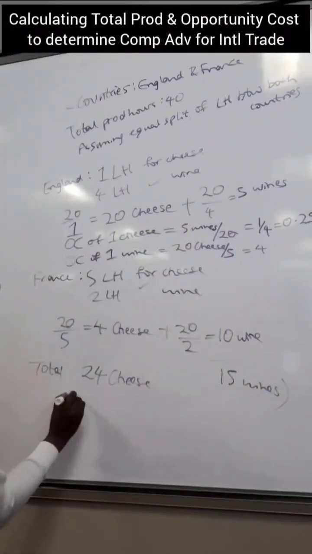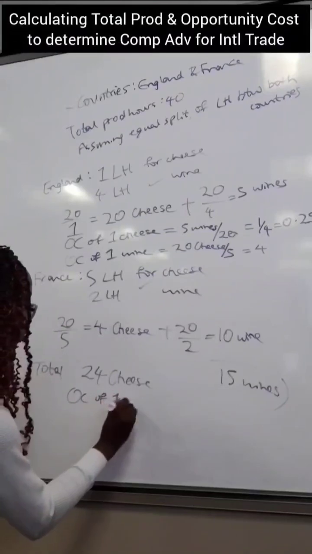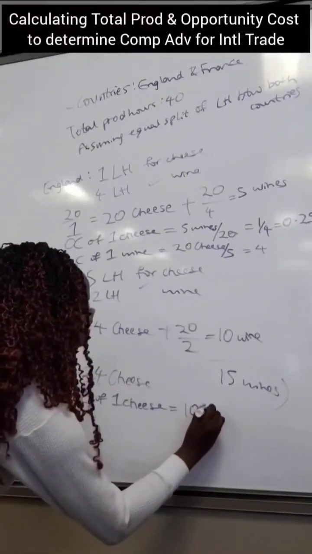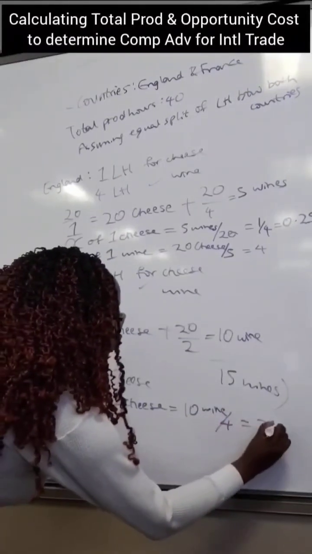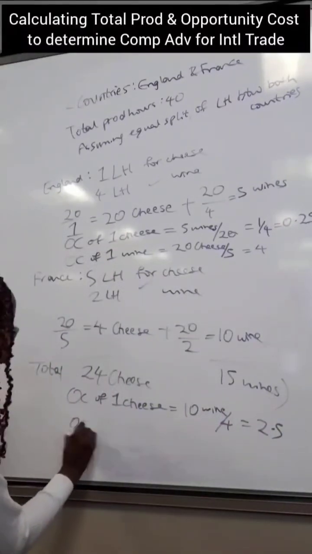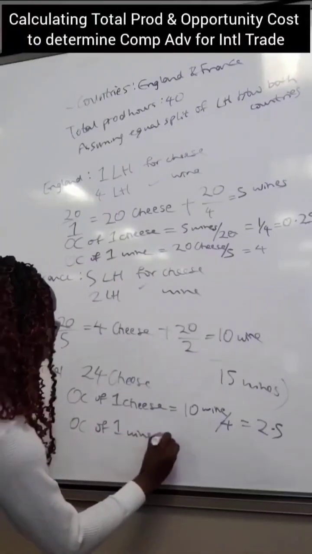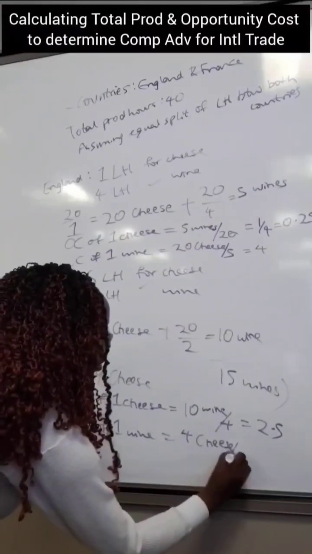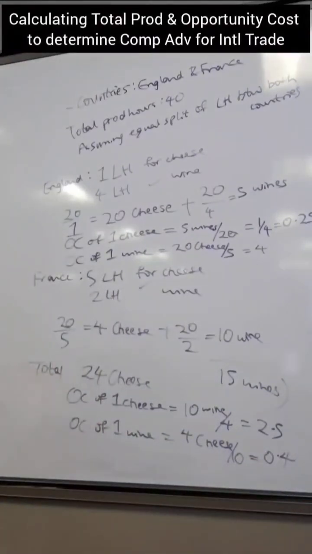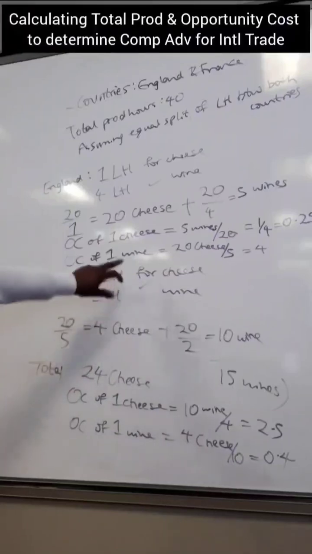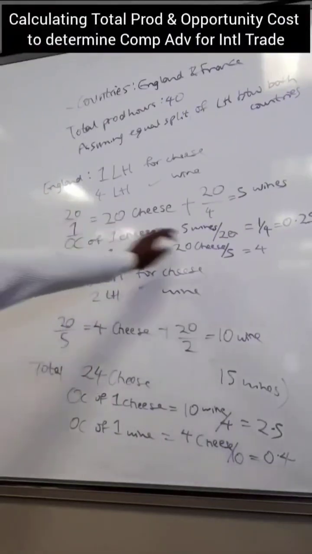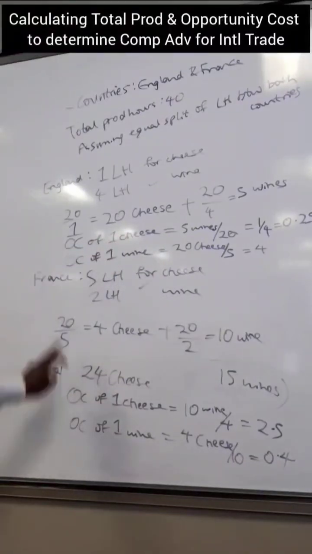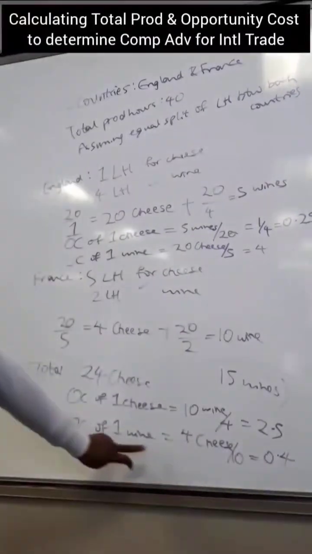How about France? Opportunity cost of 1 cheese is equivalent to saying 10 bottles of wine divided by 4, which is going to give you 2.5. Okay? And opportunity cost of 1 wine is equivalent to saying 4 cheese divided by 10, which is 0.4. So looking at these opportunity costs for both countries, you can see that England has to give up less wine to produce cheese, okay? And France has to give up less cheese to produce wine, okay?